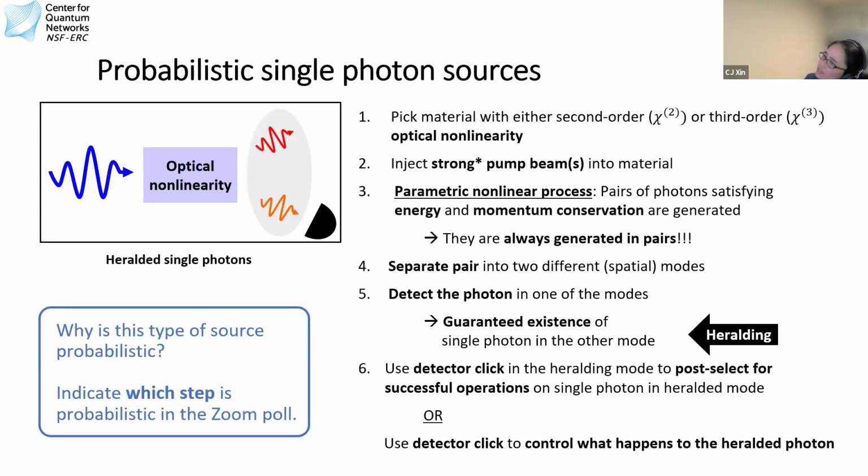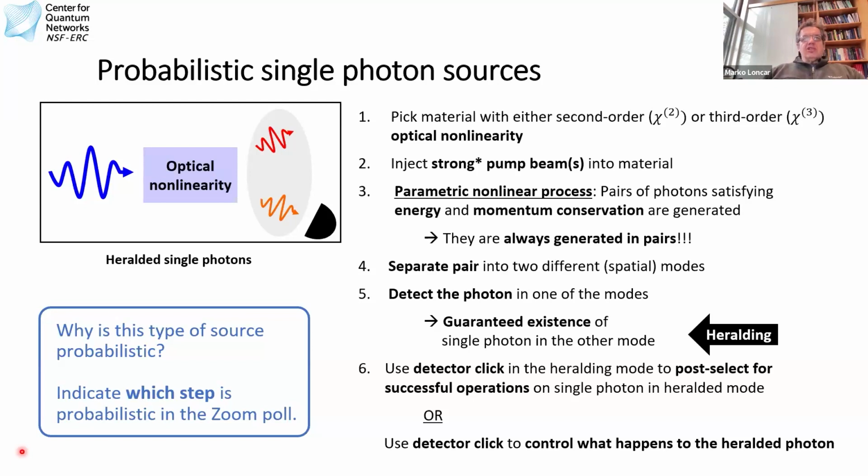Now, after I've gone through this gory, slow detail of the entire workflow for generating a heralded single photon source, could you please tell me why I call this probabilistic instead of deterministic? Can you indicate the step where the probabilistic part is happening in the poll? I hope this is a review from previous sessions.